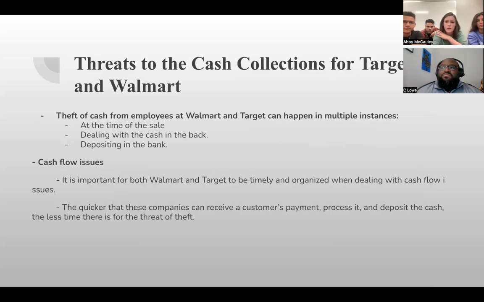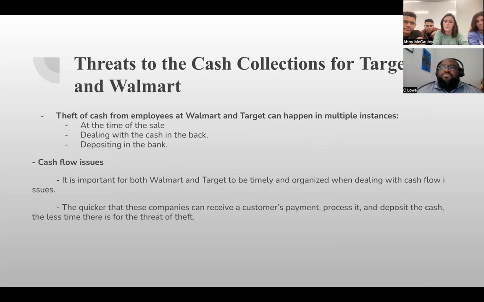And so some threats that we deal with in cash collections for both Target and Walmart is theft of cash from employees at both of these places. And this can happen at many different points. So one could be at the time of the sale. Whenever the employee is ringing up whatever they're buying and they're given cash, that could be a point where there's a threat of theft of cash.